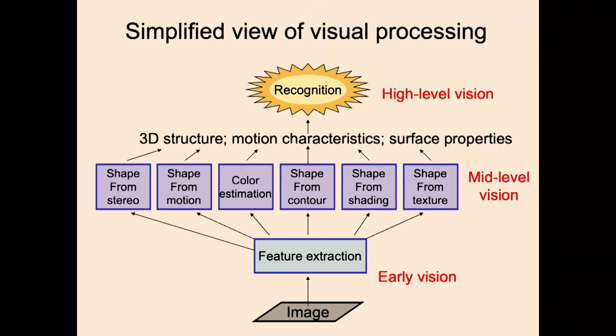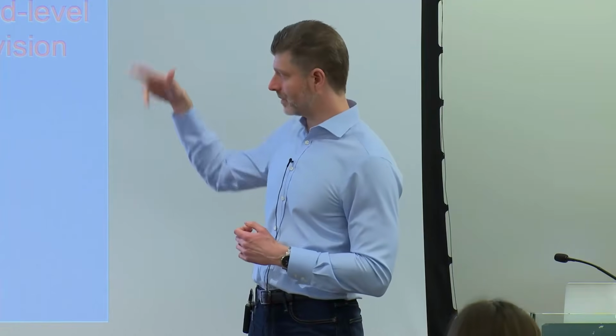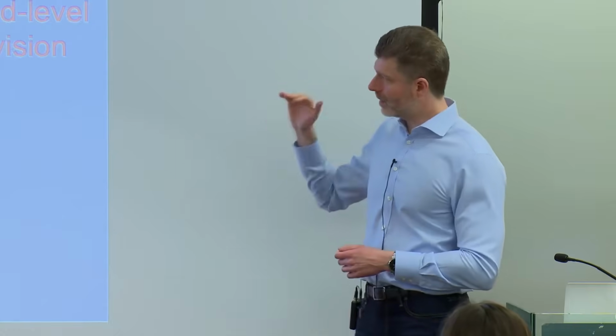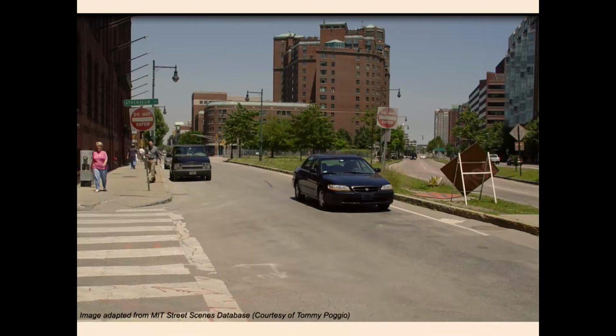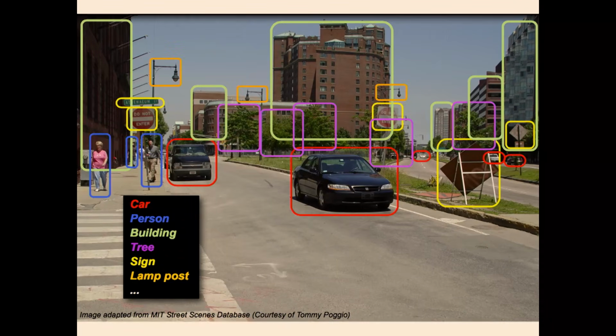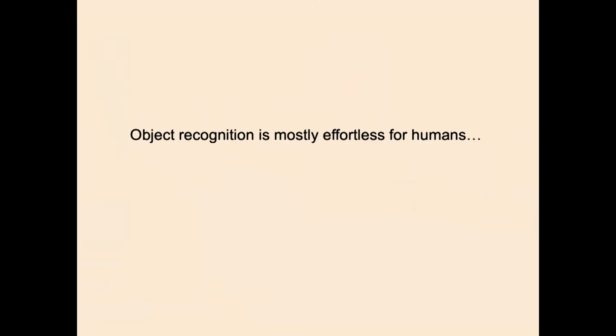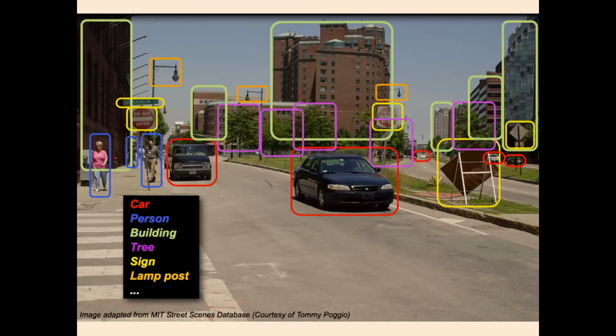Again, these are all very loose terms, and in reality there are lots of interactions and feedback, but it's still often a useful division into the kinds of things that people study. All right, so what happens when we recognize things? Here's an image. You can look at this image and name lots of things that you see, some of which are circled here. This process is usually pretty effortless for humans. You just look around the image and you can see all this stuff.